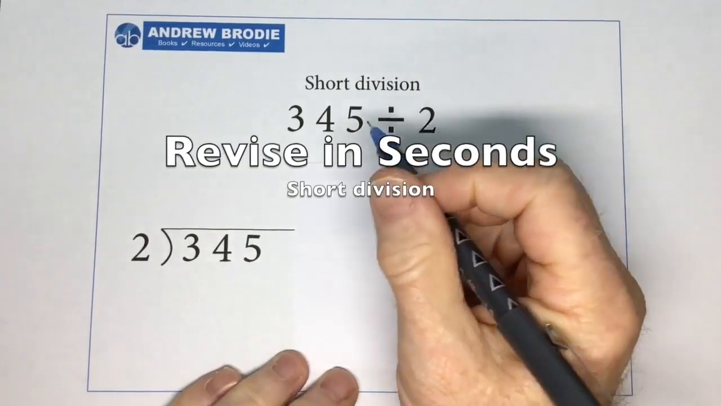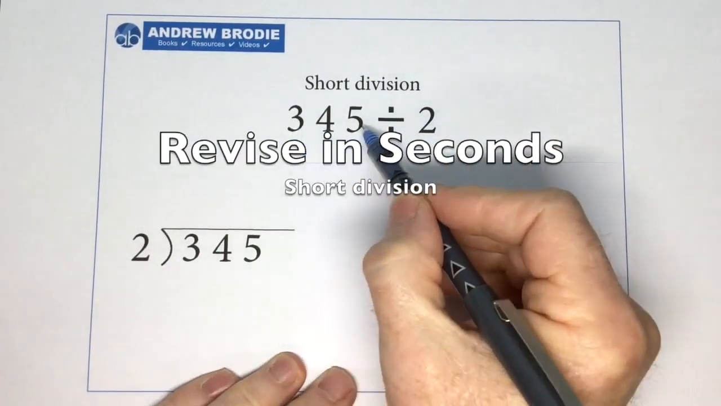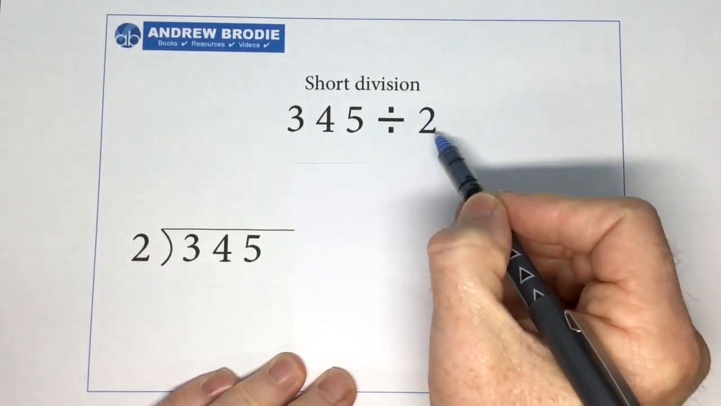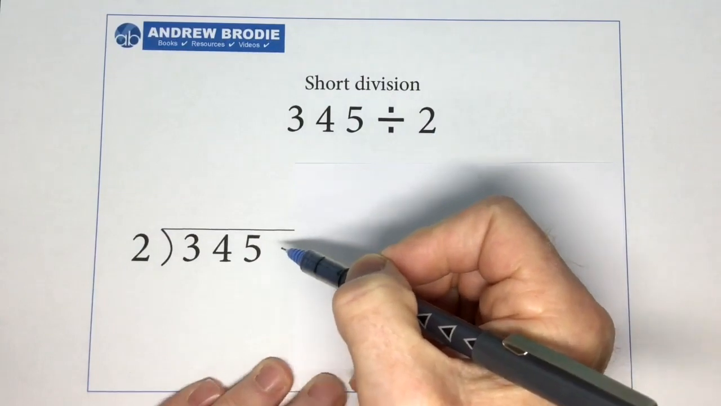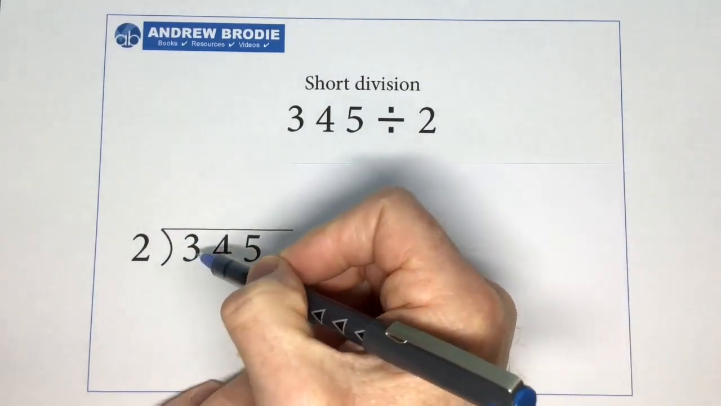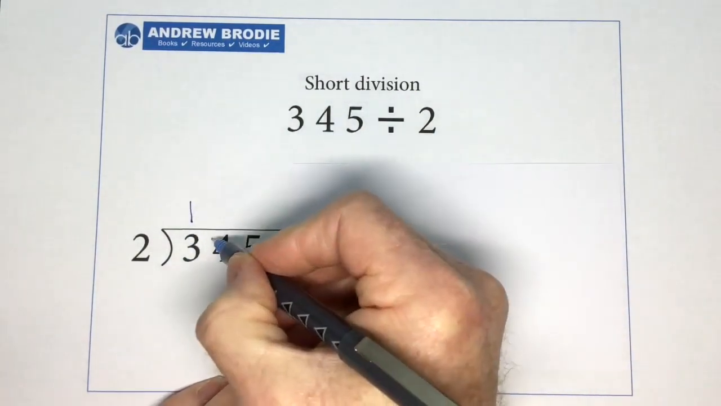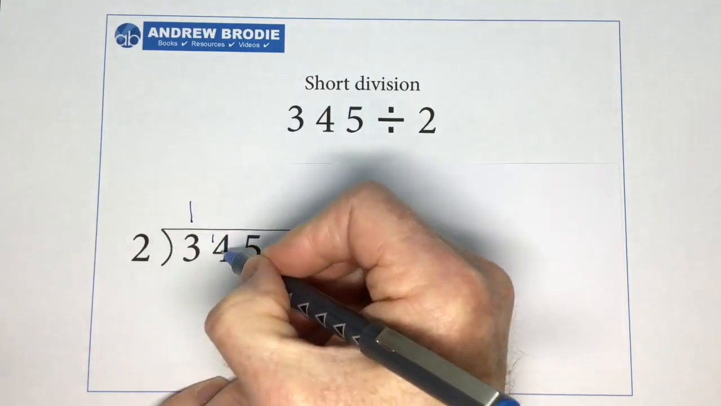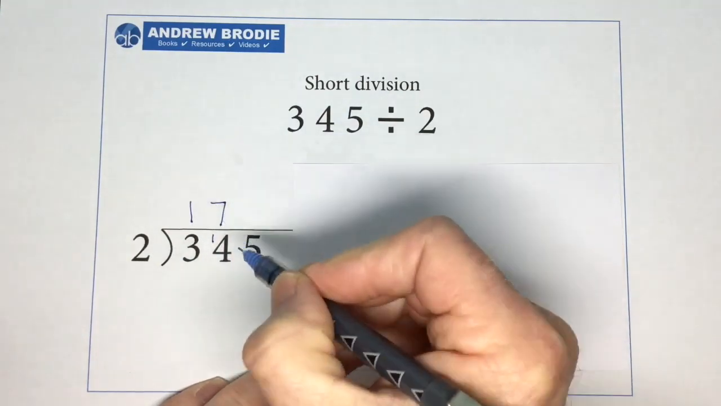Revising short division. So here's the question, 345 divided by 2. So we write it in the bus stop. How many 2's in 3? There is 1, with 1 left over. How many 2's in 14? There are 7, with none left.